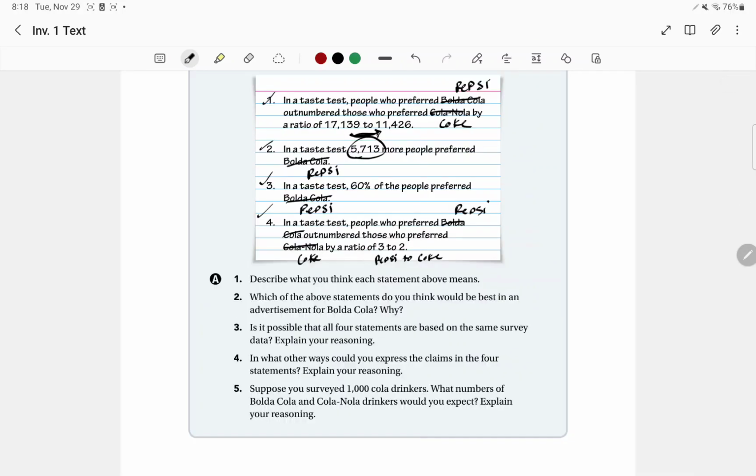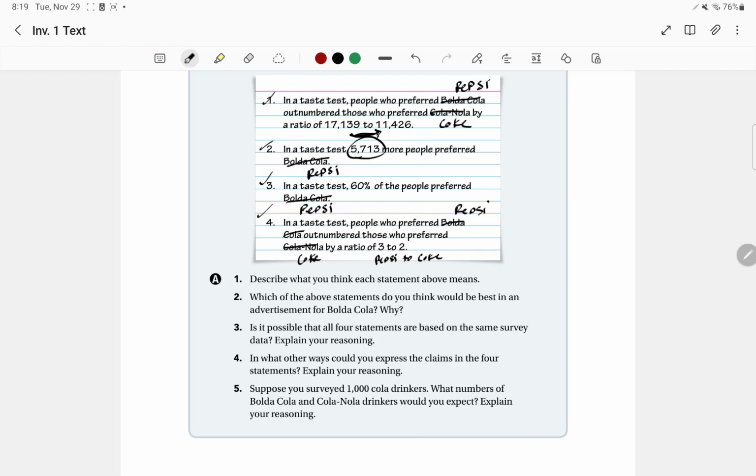And number 1, describe what you think each statement above means. Well, essentially, all of them are meaning the same thing. They're all saying that people preferred Pepsi over Coke, right? In number 1, it's using the total number of Pepsi lovers over the total number of Coke lovers. And number 2 is just saying this is how many more people preferred Pepsi.